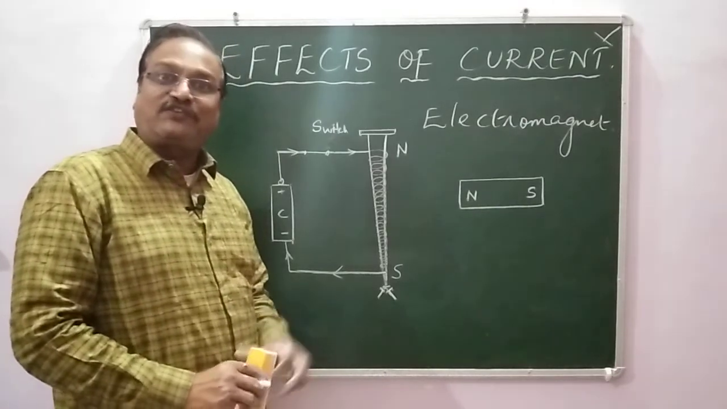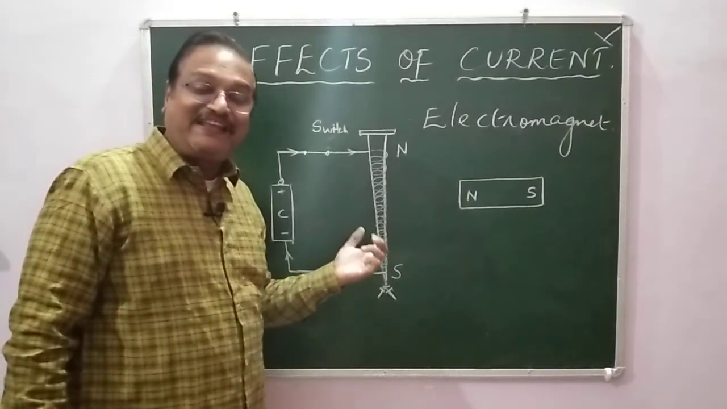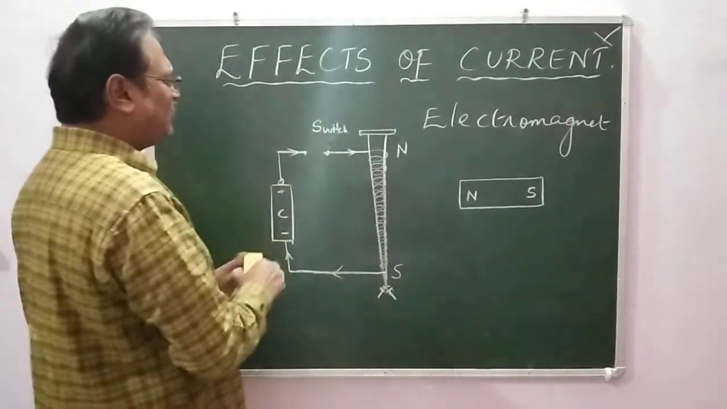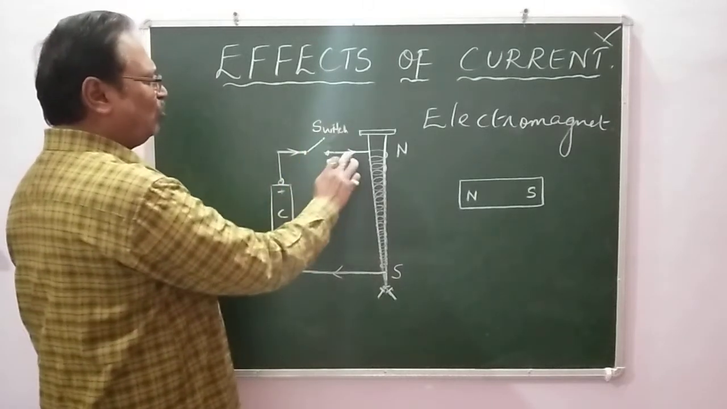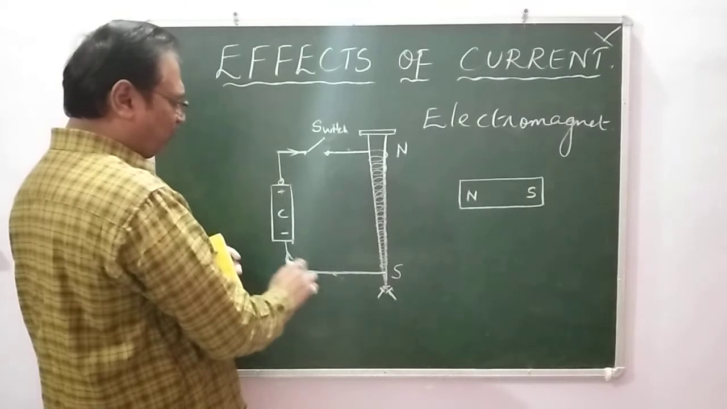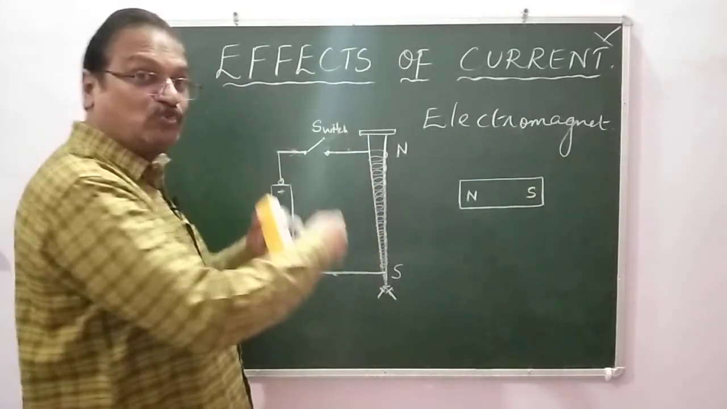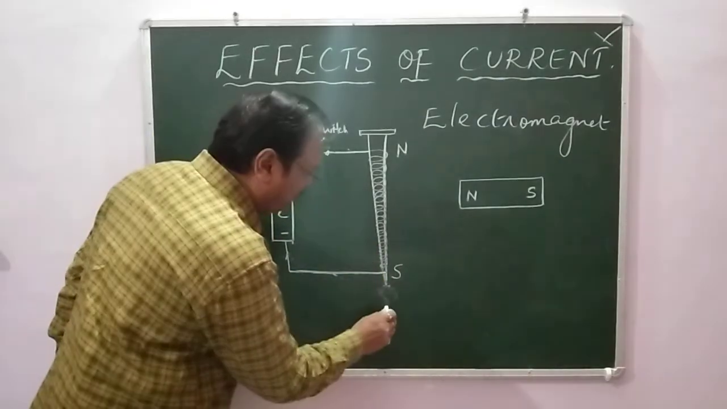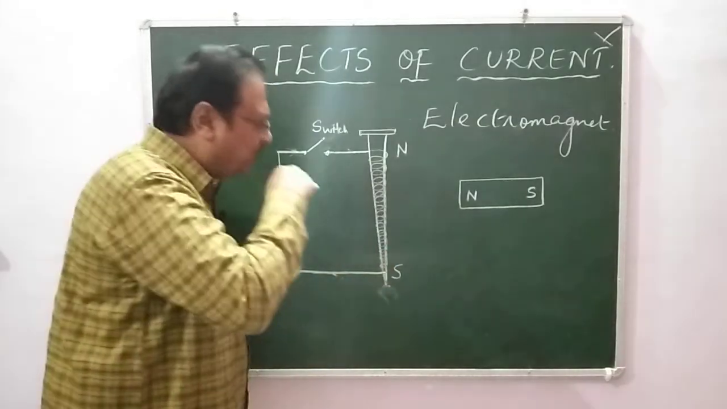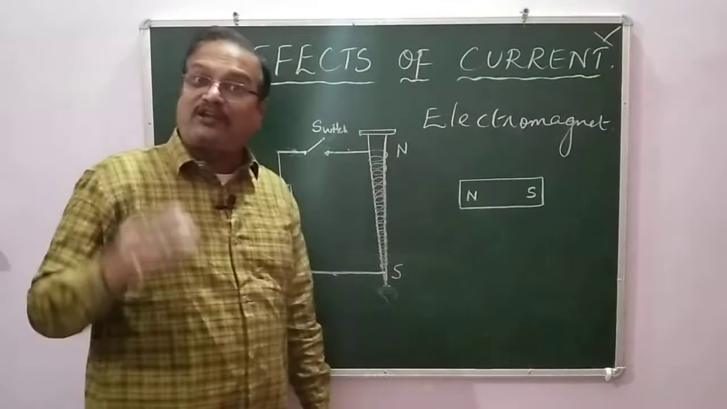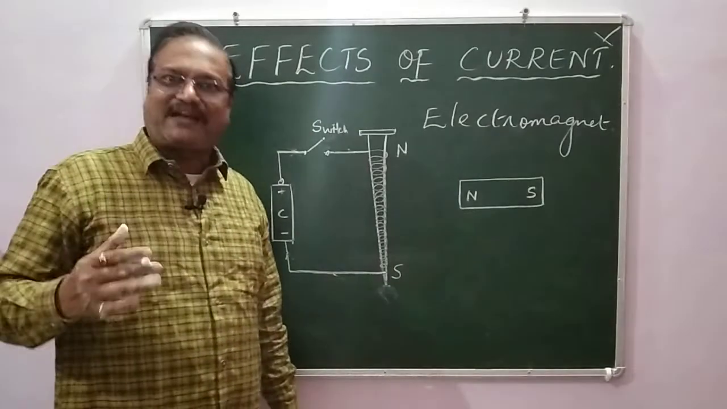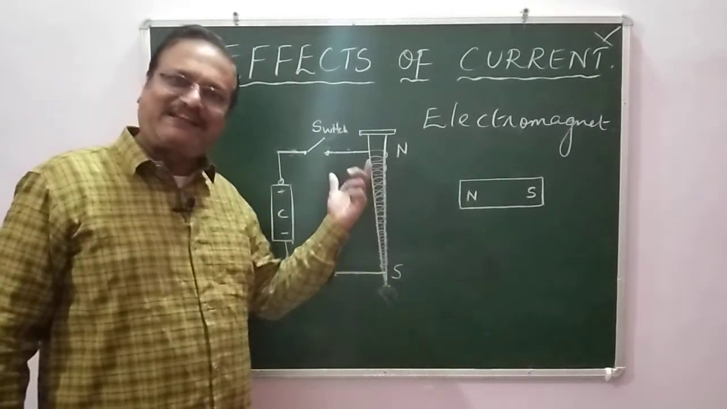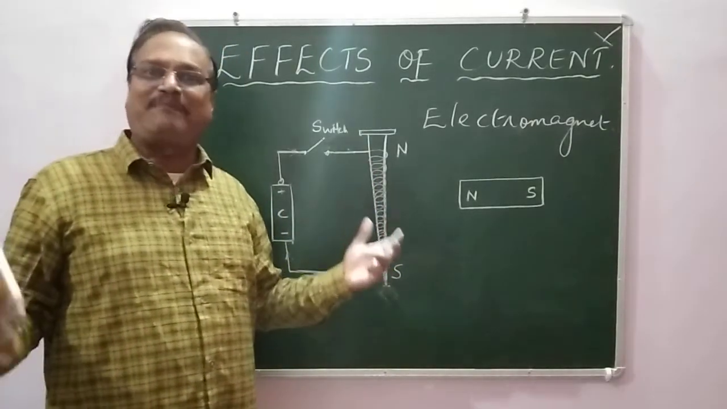This is not a permanent magnet. It is a temporary magnet. So, the moment I turn off the switch, what will happen? No current will flow. When no current flows, it will lose its magnetism. It will not be a magnet. Then the pins will drop down. So, an electromagnet is not a permanent magnet, it is a temporary magnet. As long as electricity flows, it will retain its magnetism. If not, it will lose its magnetism.